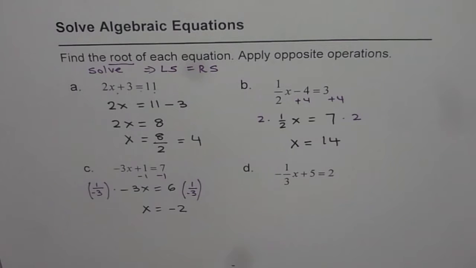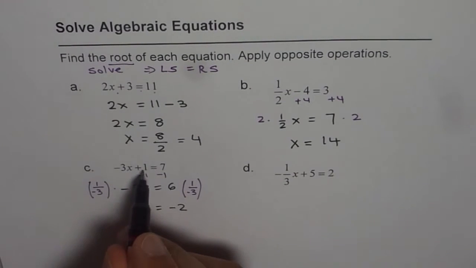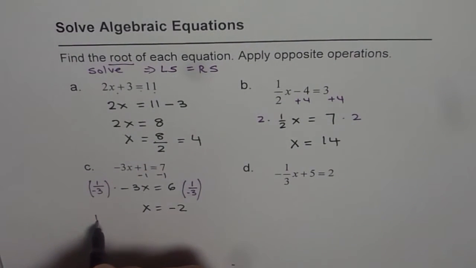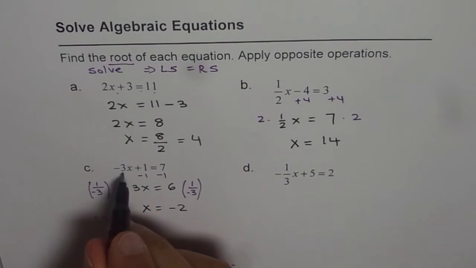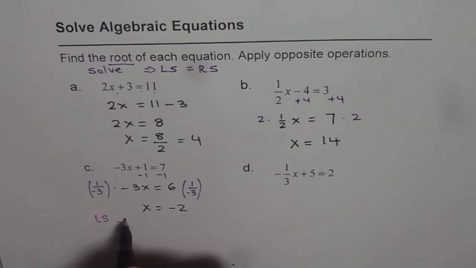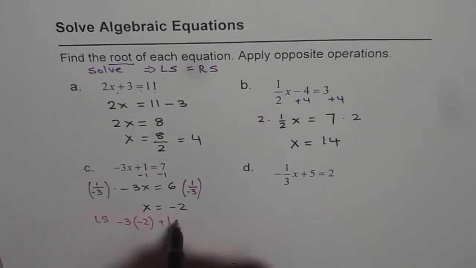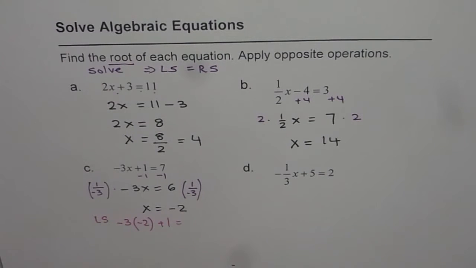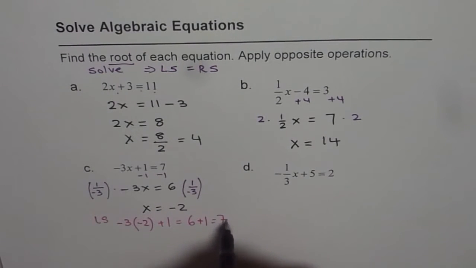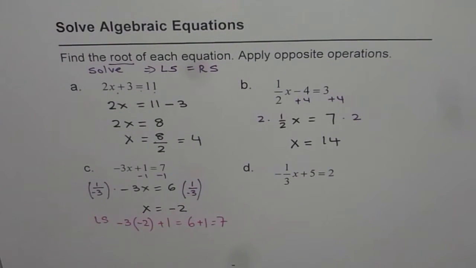Let's check. So we have minus 3 times x plus 1 equals 7. What is the left side? That is the left side. Minus 3 times x, and x is minus 2. Minus 3 times minus 2 is plus 6, right? Minus and minus becomes plus. 3 times 2 is 6. 6 plus 1, which is actually 7. So that's correct. So x equals minus 2 is the right solution.